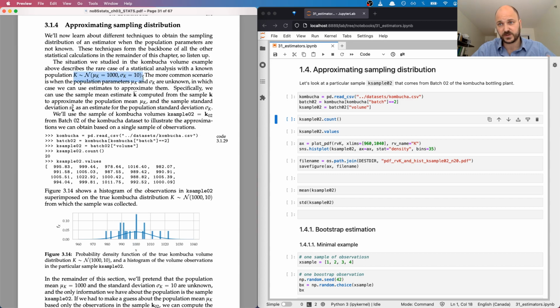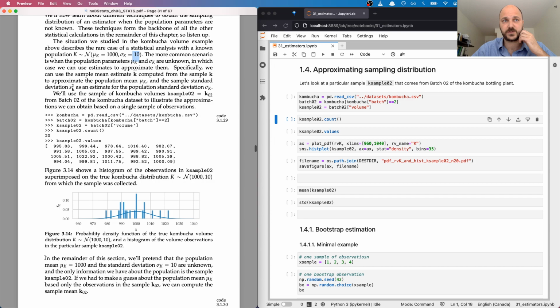So now imagine we have to forget. We're going to still use the kombucha distribution, but instead of assuming that we know the mean and its standard deviation, we're going to assume we don't know. So this is what it says. In the remainder of this section, we'll pretend we don't know what population the sample is coming from. All we have is the data from a particular sample.